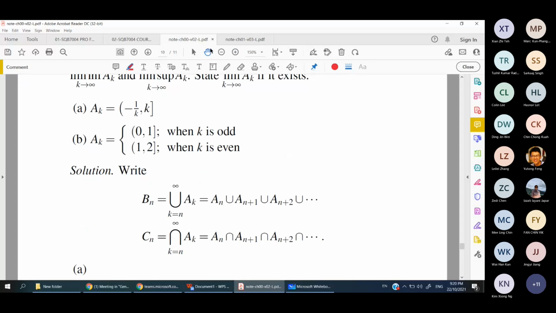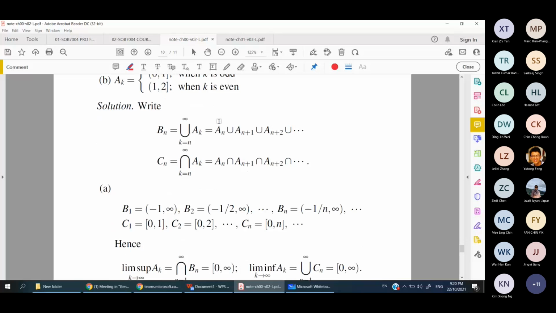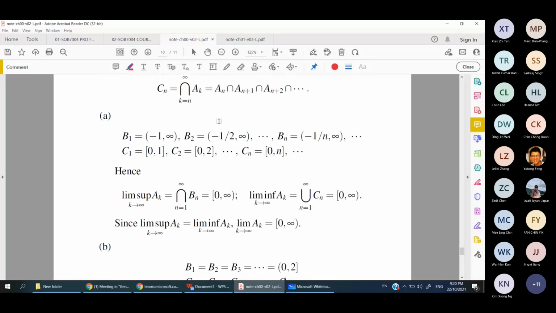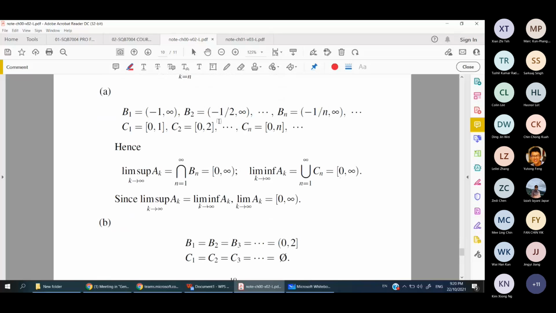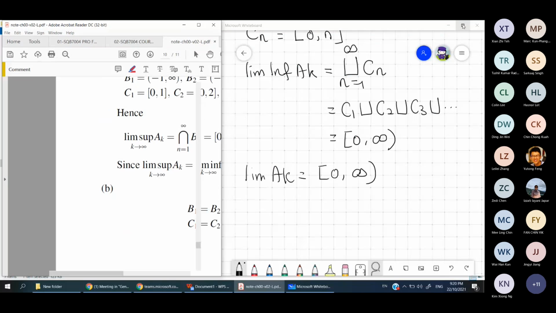Okay, so let's proceed to this one. I don't think I need to give you a demonstration, so you can verify yourself. So AK is the closed interval 0, 1 when K is odd, and the open-closed interval 1, 2 when K is even. So that means this is the way. Okay, where is the B? Oh, do I need to write now? Okay, maybe.